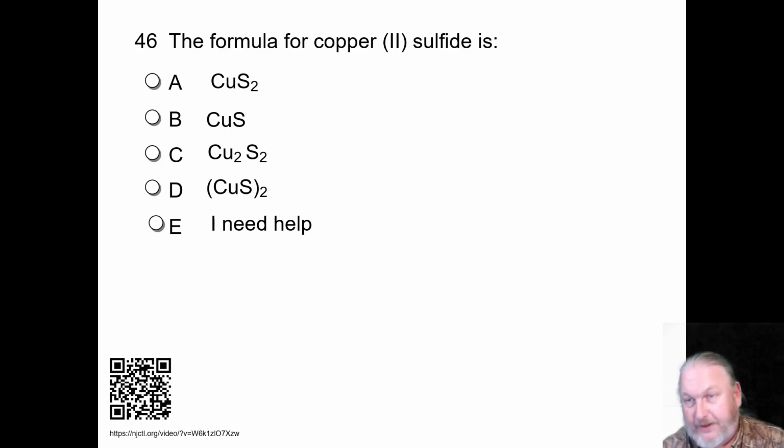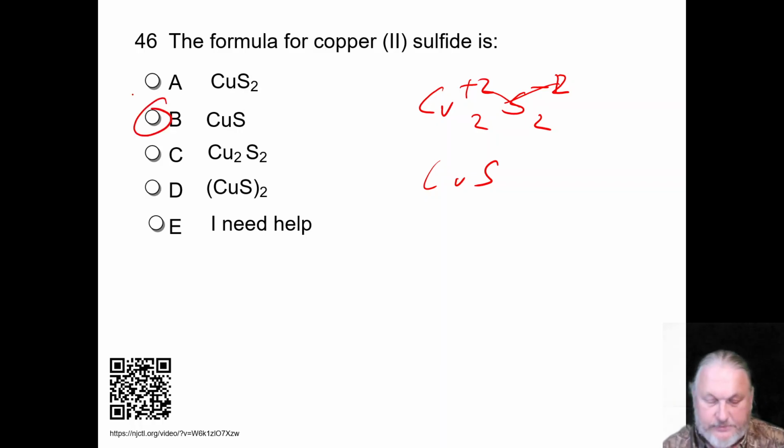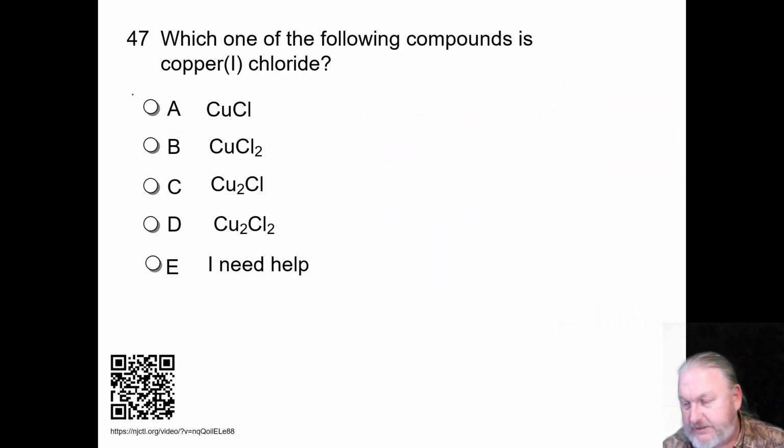Copper 2 sulfide. And we'll work these out, of course, in class. So it told me that copper has got a +2 charge, and then sulfur has got a -2 charge. Take those down, crisscross. So lowest number ratio is 1. So that's going to be CuS. Got to practice these, but it's really not that hard.